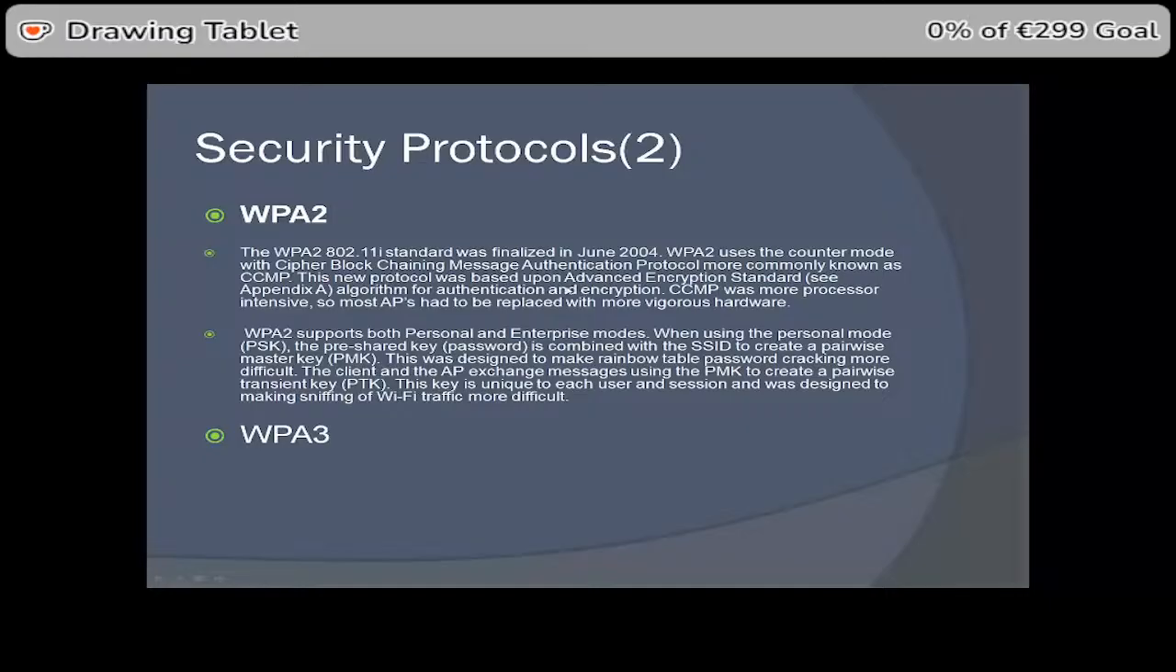Now you should be familiar with AES. AES is the generally accepted strongest encryption that you can get. For authentication and encryption, CCMP was more processor intensive. That's why we needed new hardware with more powerful chips, so most APs had to be replaced with more robust hardware.